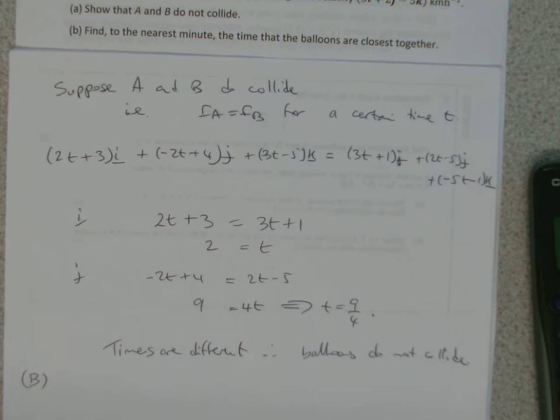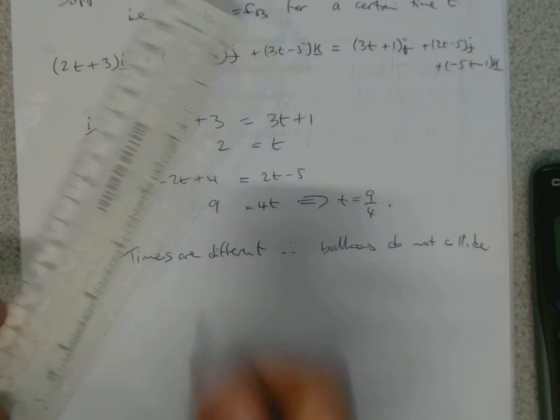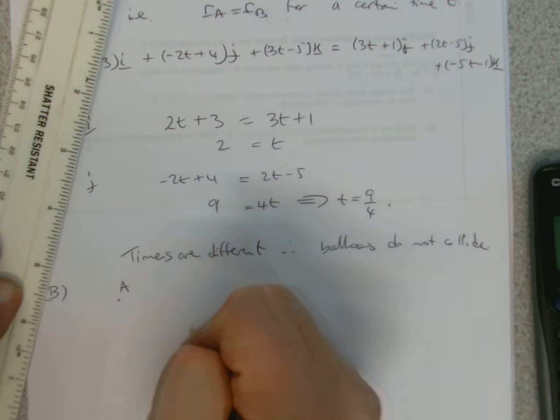Okay, part B to this question says find, to the nearest minute, the time that the balloons are closest together. So we've established they don't collide, so when are they actually closest together? What we could do here is draw a little vector diagram. We think about A here and our B here.